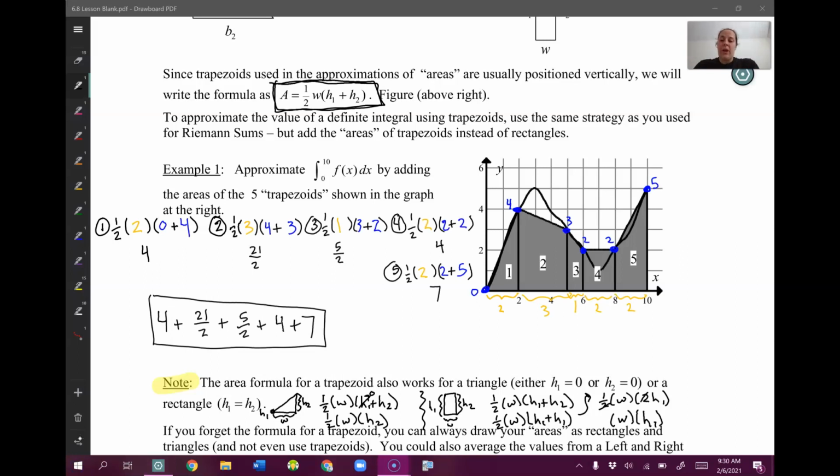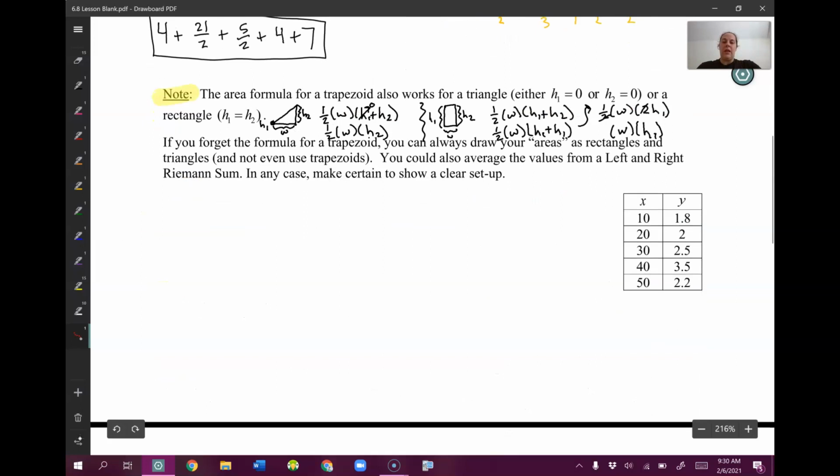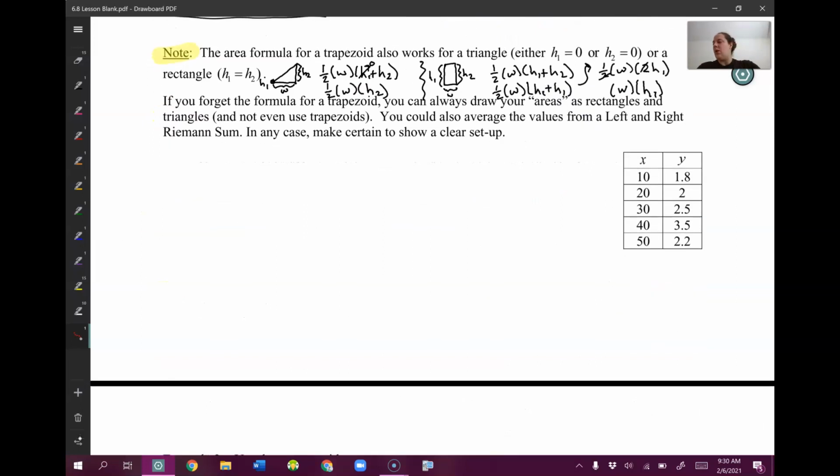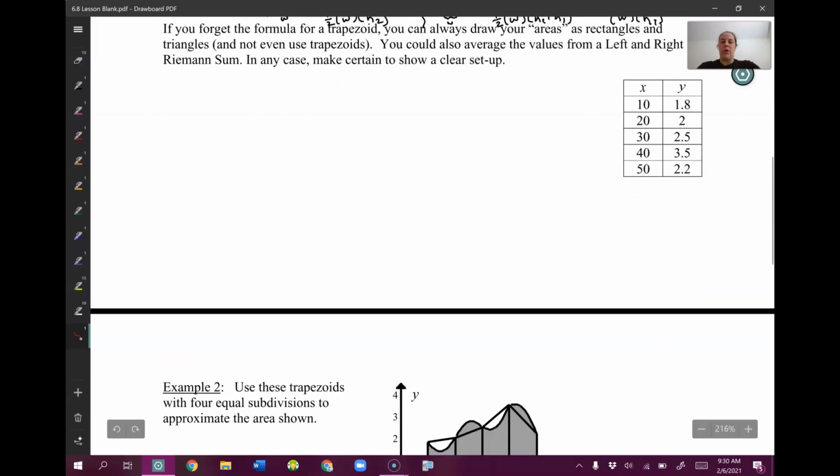Check what you got with what I got. And remember, for free response, you don't need to simplify. If it was multiple choice, you would definitely want to simplify. But that's what you should have gotten. If you got something different, you can pause the video now and go back to figure out where you went wrong. Let's do our next trapezoidal approximation.